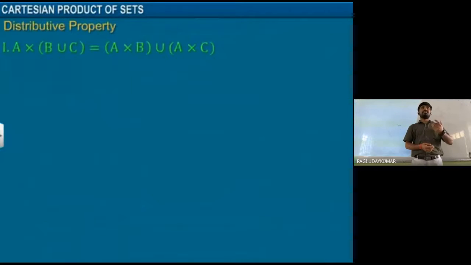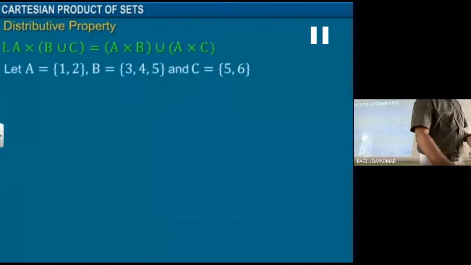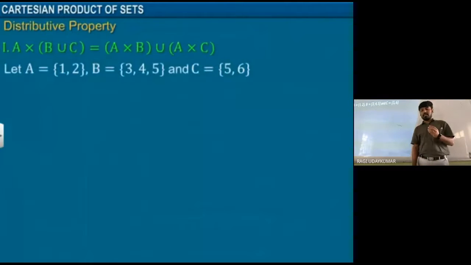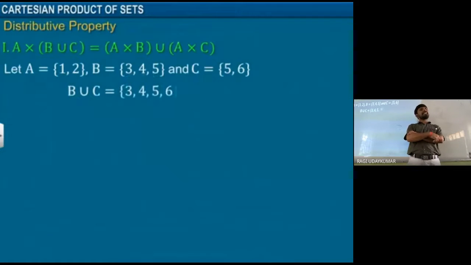Now the distributive property. What is the distributive property? Usually plus and into will be there in the case of numbers, A into (B plus C) is equal to A into B plus A into C. In the same way here, but A, B, C are sets now, so we say A cross (B union C) is equal to (A cross B) union (A cross C).